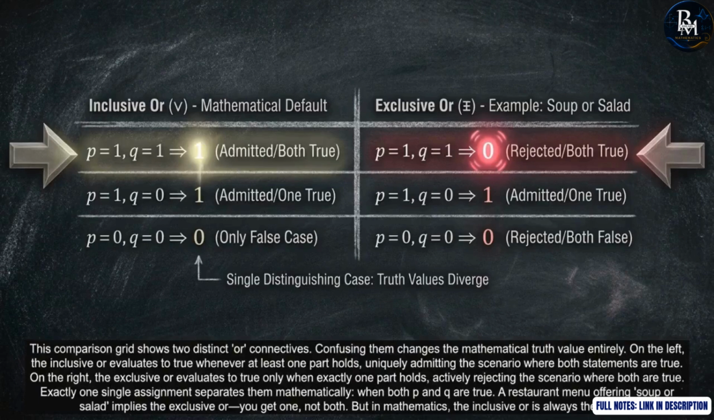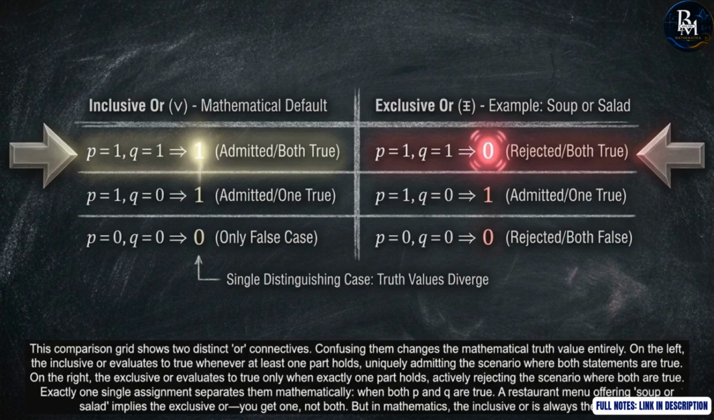This comparison grid shows 2 distinct OR connectives. Confusing them changes the mathematical truth value entirely. On the left, the inclusive OR evaluates to true whenever at least one part holds, uniquely admitting the scenario where both statements are true. On the right, the exclusive OR evaluates to true only when exactly one part holds, actively rejecting the scenario where both are true. Exactly one single assignment separates them mathematically, when both P and Q are true.